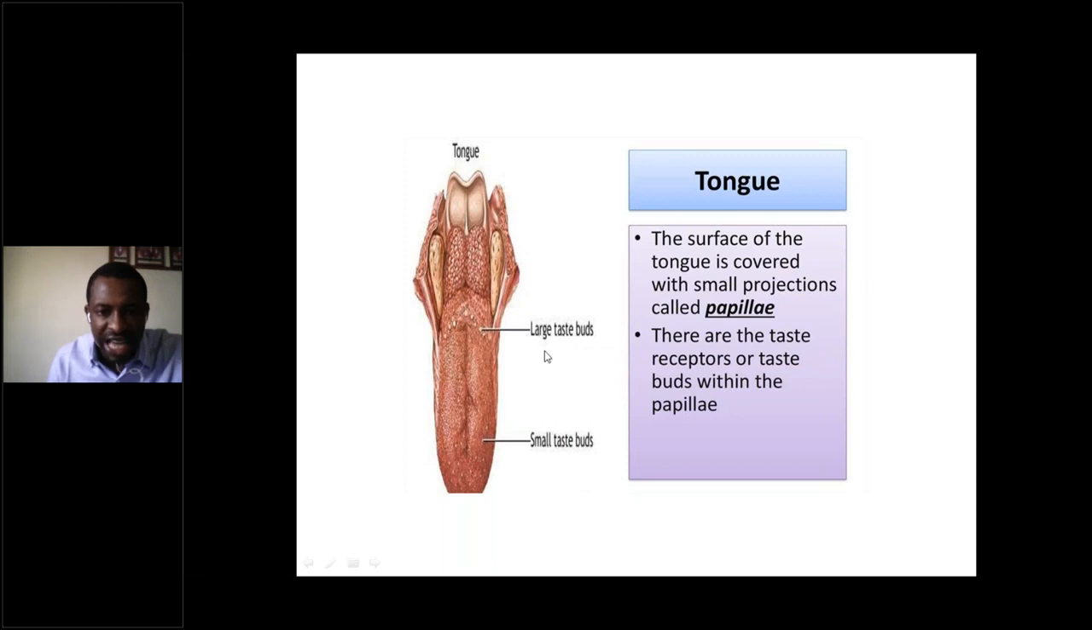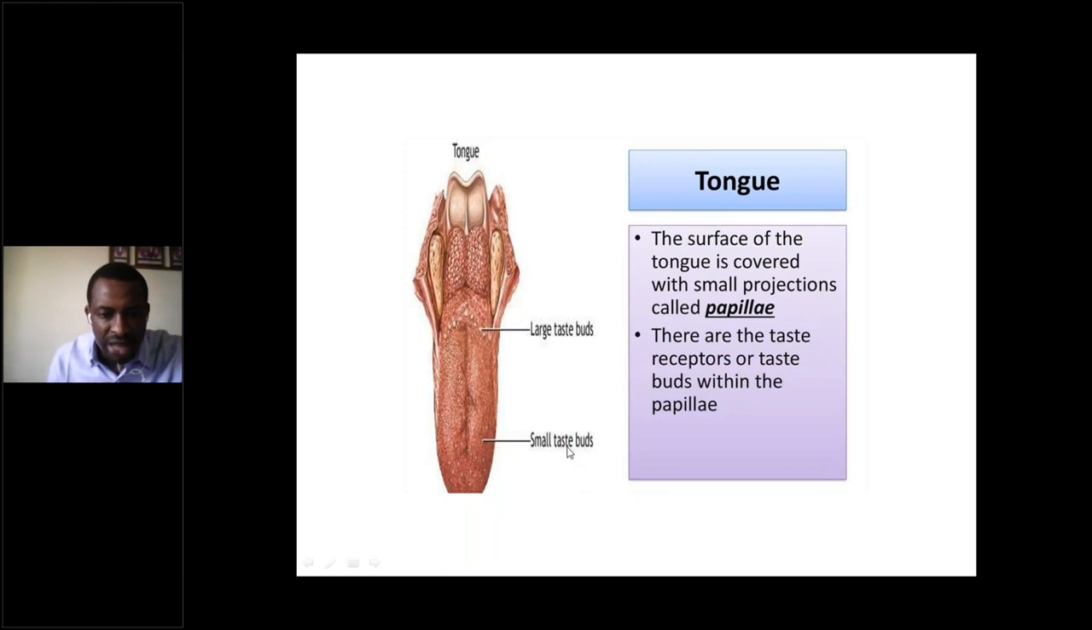The tongue has the large taste buds and the small taste buds. On this surface, you have things that are protruding; these are papillae. The tongue is covered with papillae. Within these papillae, you now have taste receptors or taste buds. So the papillae house the taste buds.